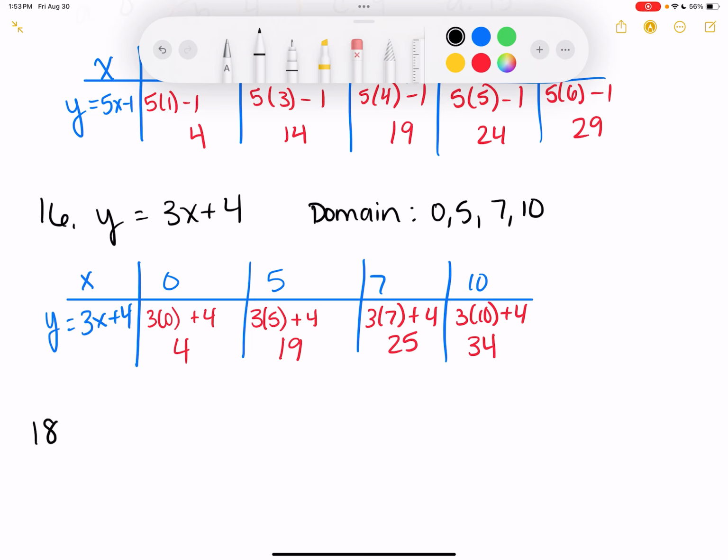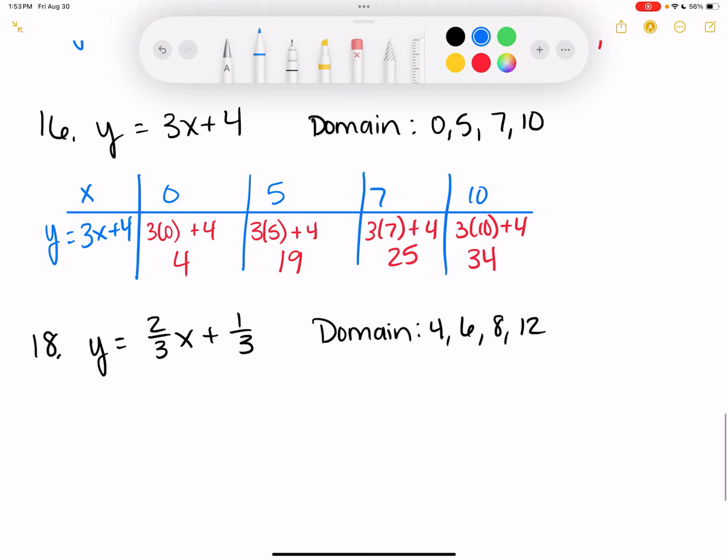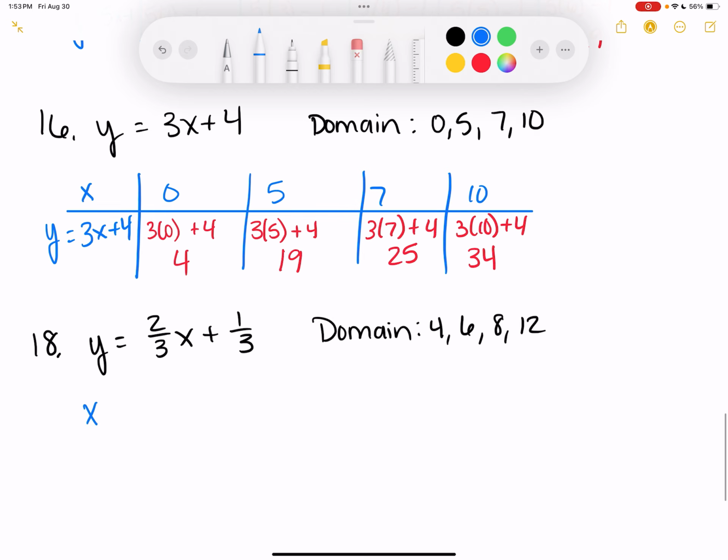18. Y equals 2/3 x plus 1/3. Domain is 4, 6, 8, and 12. So I want you to try this one on your own. And I'm going to walk around and look at them, so you need to be doing it on your own paper.